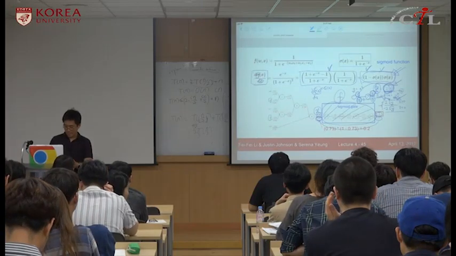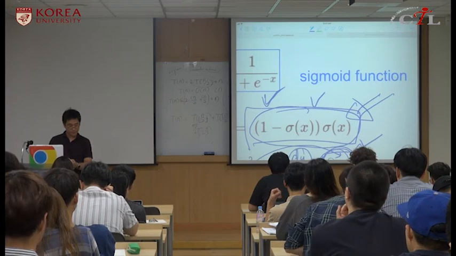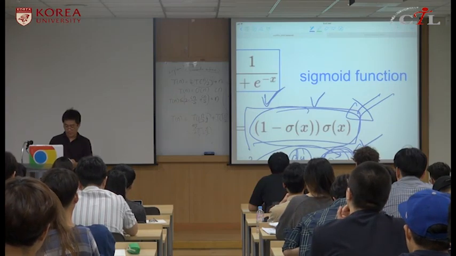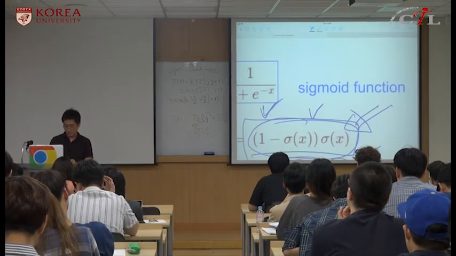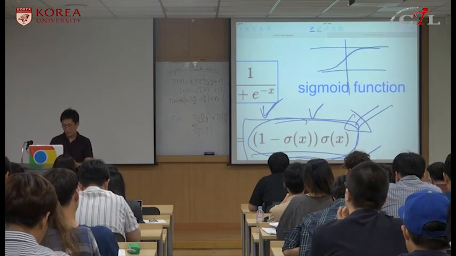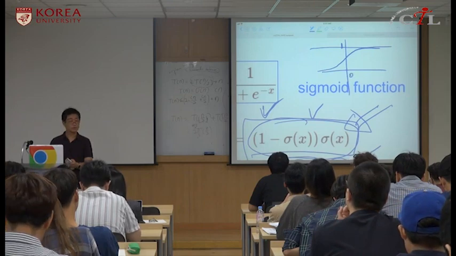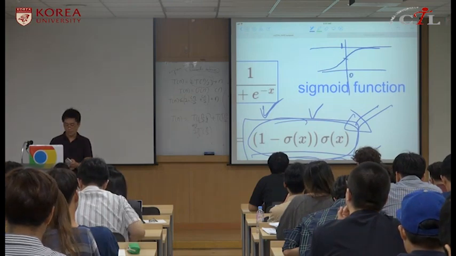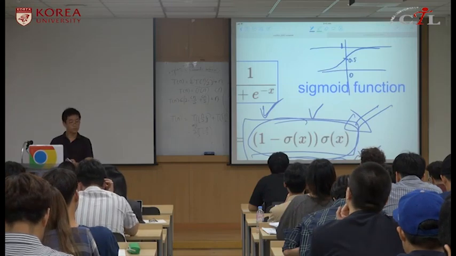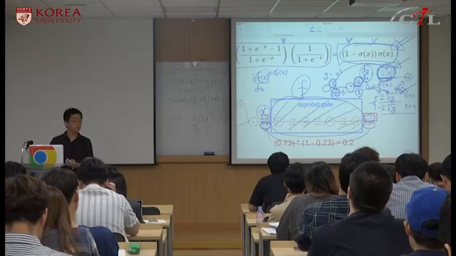Okay, then let's think of this function in more detail. The sigmoid function has this shape, right? It has 1 as an upper bound and 0 as a lower bound. And at 0, what is the function value? It's 0.5, right? So in this particular case, what is the forward propagation value?